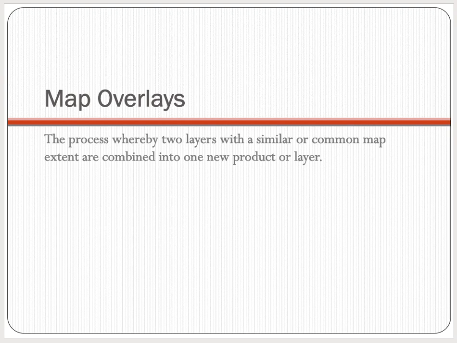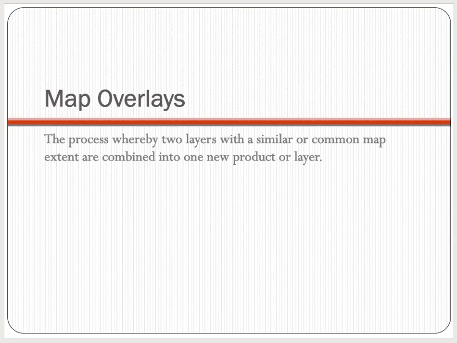The next slide is based on map overlays, and this is the process whereby two layers with a similar or common map extent are combined into one new product or layer. So one of the most basic questions asked of a GIS is what's on what? So example questions are what land use is on what soil type, what parcels are within the 100-year floodplain. Within is just another way of asking on top of. What roads are within what counties, what wells are within abandoned military bases.